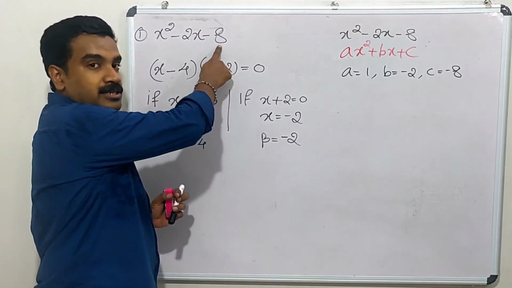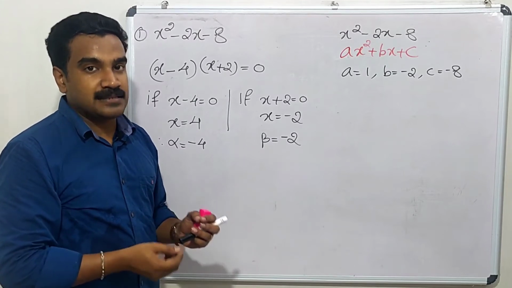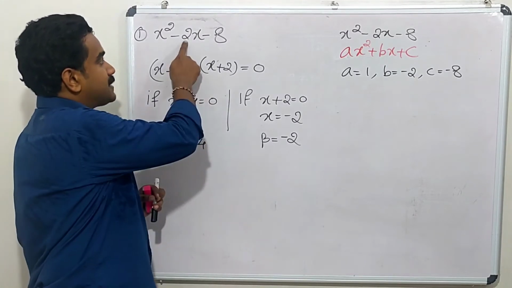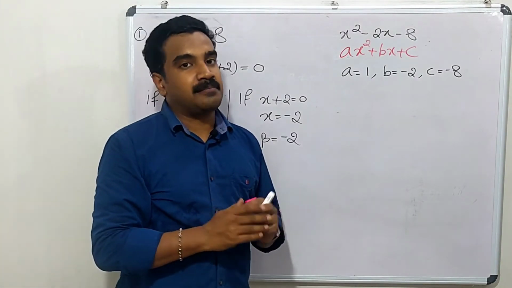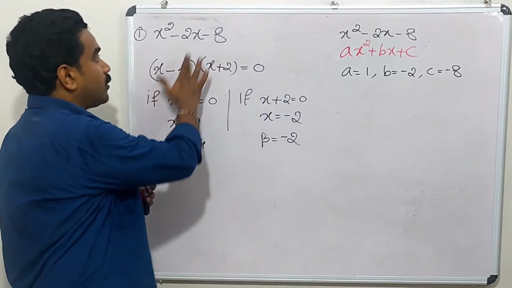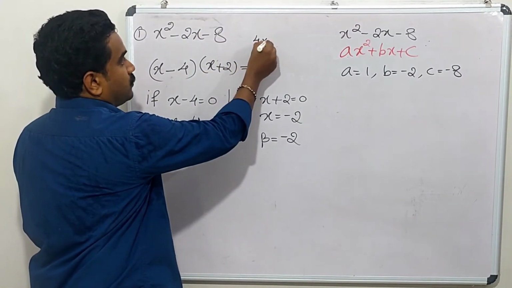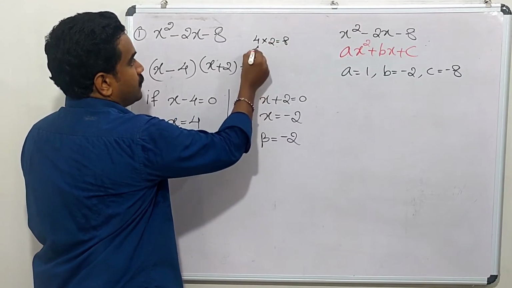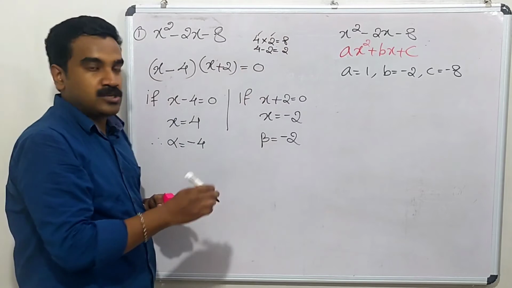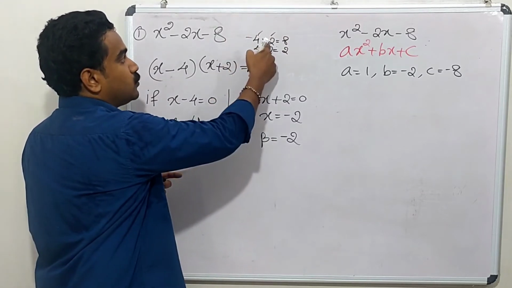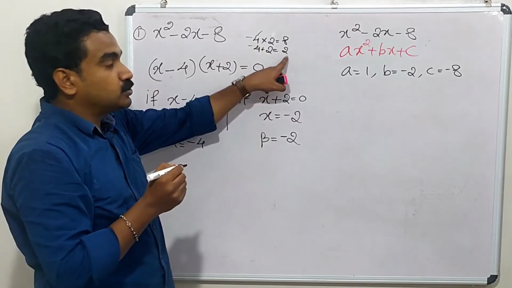The sign of the product is negative. That's why the two numbers have different signs. One is positive and the other is negative. What is the sign of the sum here? Negative. It means that of the two numbers, the larger number is negative. So we know that 4 into 2 is 8. If you subtract 2 from 4, you will get 2. So the numbers are 4 and 2. Negative 4 into positive 2 equals negative 8. Negative 4 plus 2 equals negative 2.